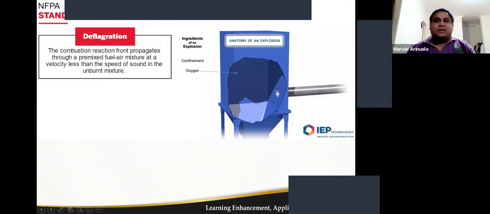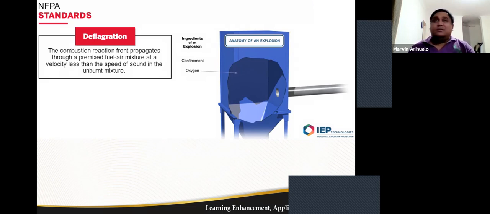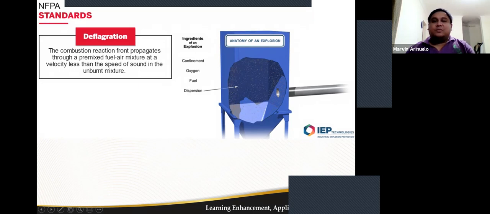So here is the anatomy of an explosion. Okay. For the ingredients of an explosion, you need two things, no? Confinement and oxygen. Confinement creates pressure, and if the pressure exceeds the capacity of the confinement, definitely there will be an explosion. Okay, presence of fuel, dispersion of the fuel, how dense it is, no? And ignition, no? Source of ignition.